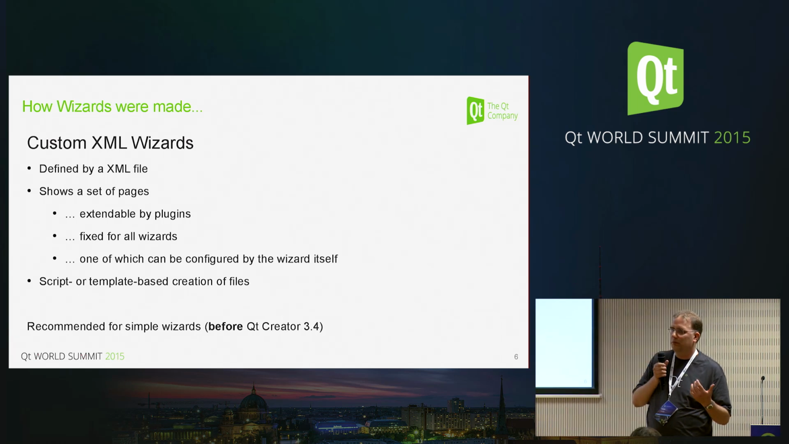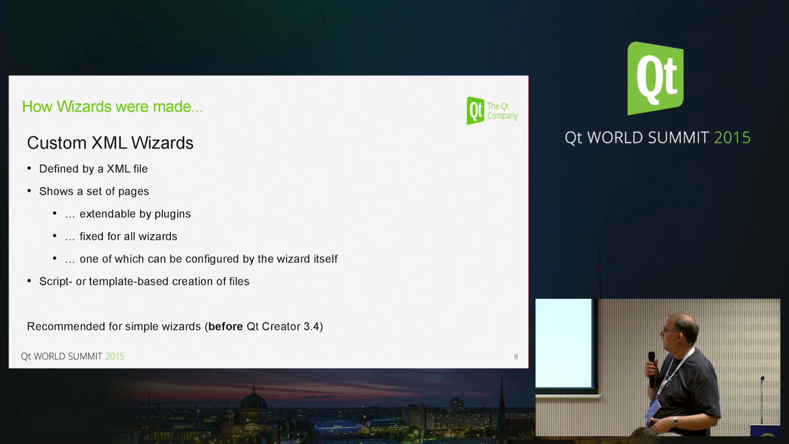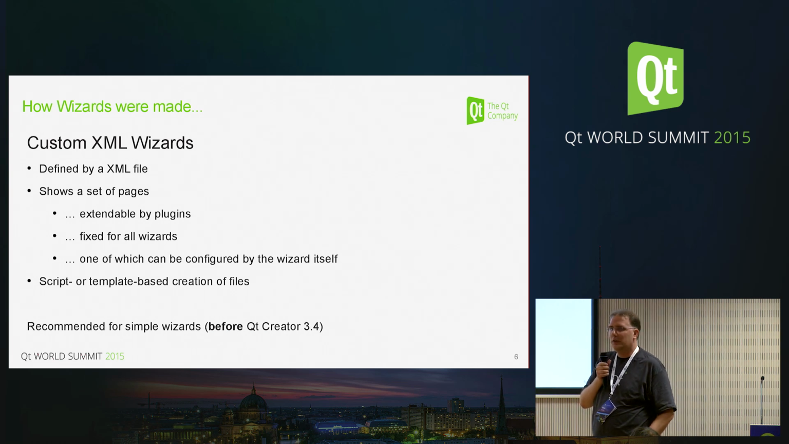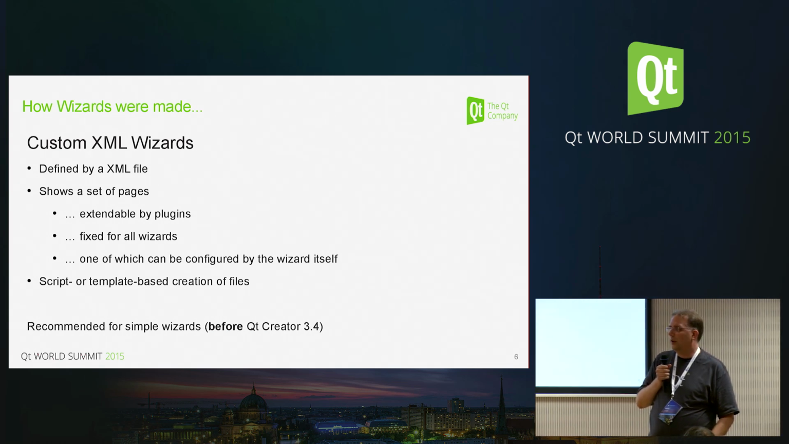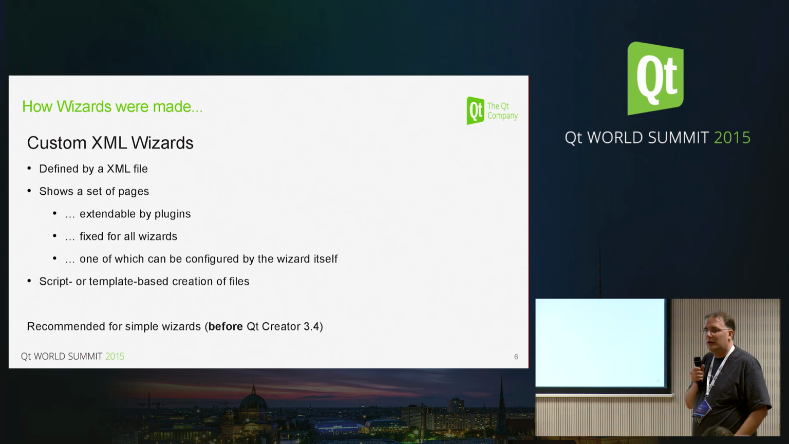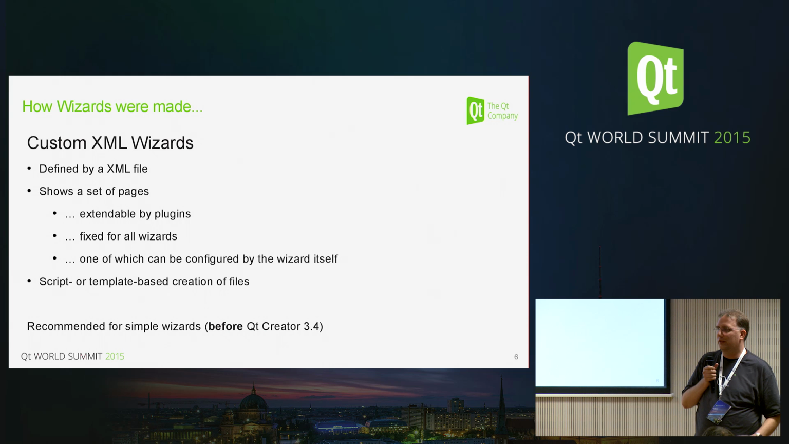And you can glue or wire up some really simple logic to those values you got from there, and then you can run a script, or take a template and fill in the information you got from the UI, and create files that way. It's really simple. It works, but it's a bit limiting because you can add pages to that wizard with a plugin, but these pages will show up in all XML wizards. So there's no way to say, I don't need that page. You always had to have this set of pages, and that's really limiting in what you can do with it.